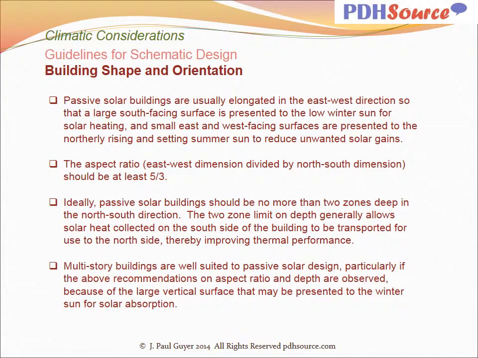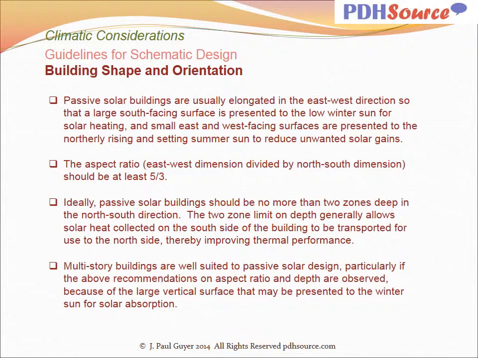Passive solar buildings are usually elongated in the east-west direction so that a large south-facing surface is presented to the low winter sun for solar heating, and small east and west-facing surfaces are presented to the northerly rising and setting summer sun to reduce unwanted solar gains. The aspect ratio, east-west dimension divided by north-south dimension, should be at least about 5/3.